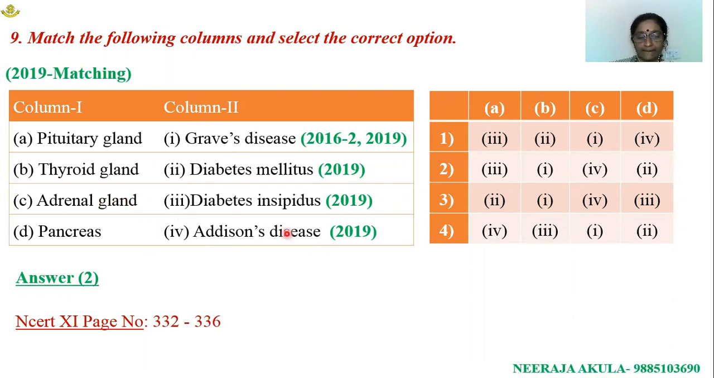Here they have given Addison's disease. Hyposecretion of these glucocorticoids and mineralocorticoids leads to Addison's disease. Pancreas is a mixed gland, both exocrine as well as endocrine. The endocrine part of pancreas is associated with islets of Langerhans, which consist of alpha, beta, delta, and F cells. Alpha cells are involved in the release of glucagon, beta cells insulin, delta cells somatostatin. If the insulin level is decreased, then it leads to diabetes mellitus.